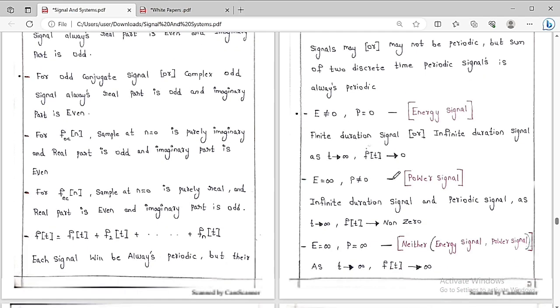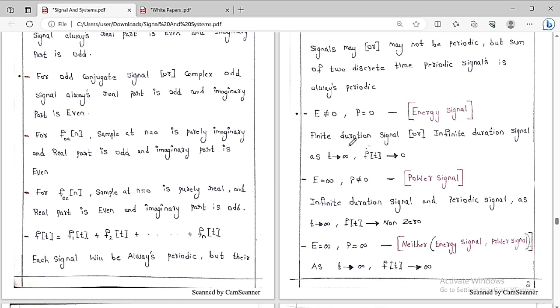Now let's go for another thing. What is the meaning of an energy signal? An energy signal means the signal has a finite energy and zero power. That is called an energy signal. If a signal has finite energy or zero power, that is called an energy signal.